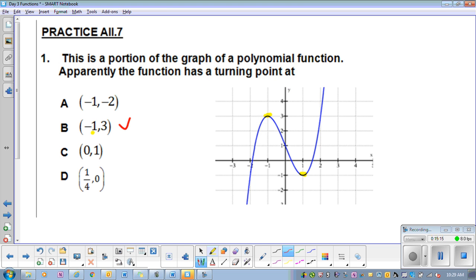Negative 1, negative 2. No. 0, 1. No. 1/4, 0. No. Right?